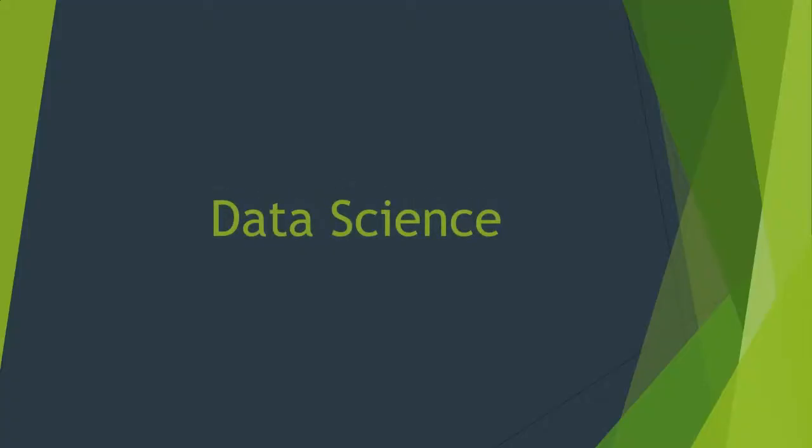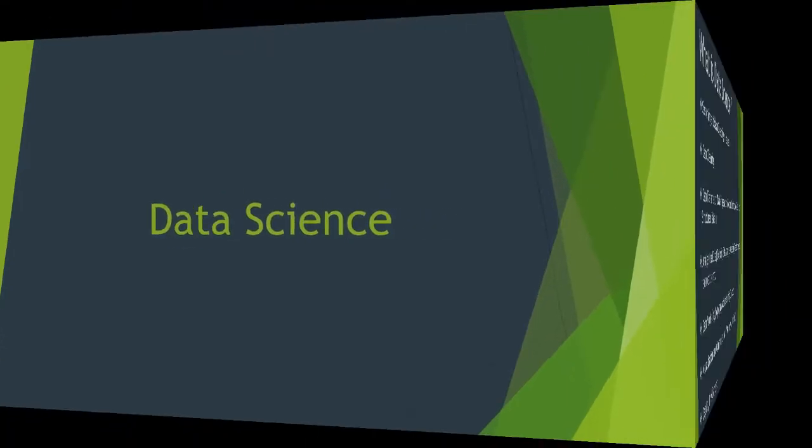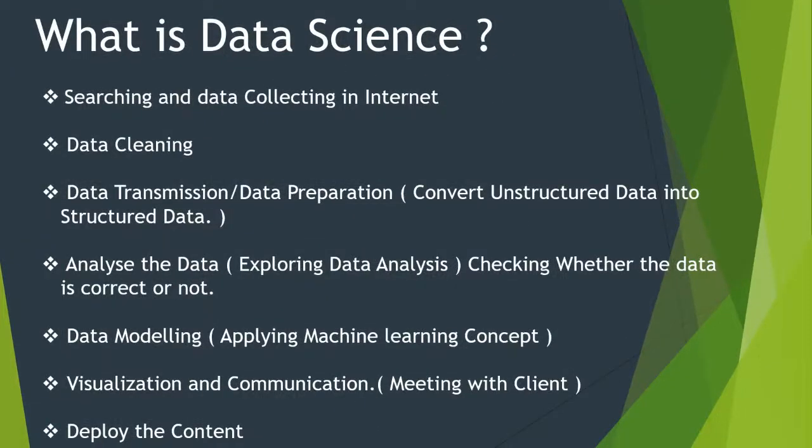So today we are going to see about data science. So what is data science? Data science means searching and collecting data on the internet, and then the second one is data cleaning, and then the third one is data transformation or data preparation, converting unstructured data into structured data, and then analyzing the data, or exploratory data analysis, checking whether the data is correct or not.